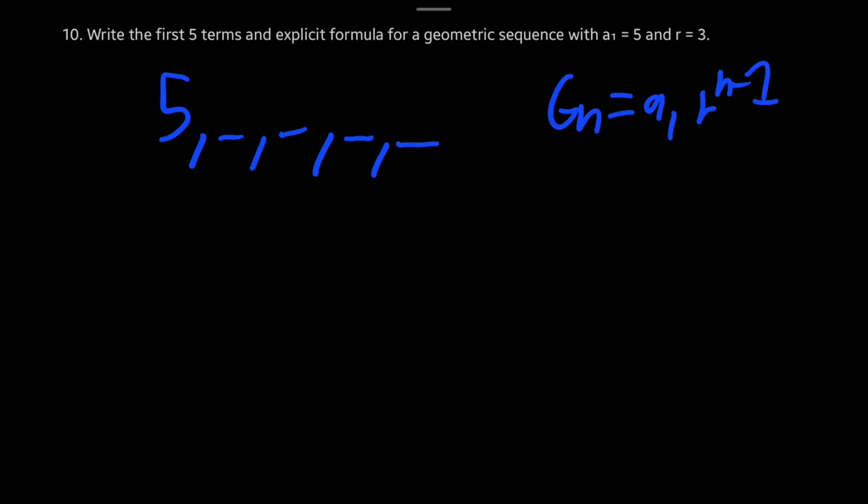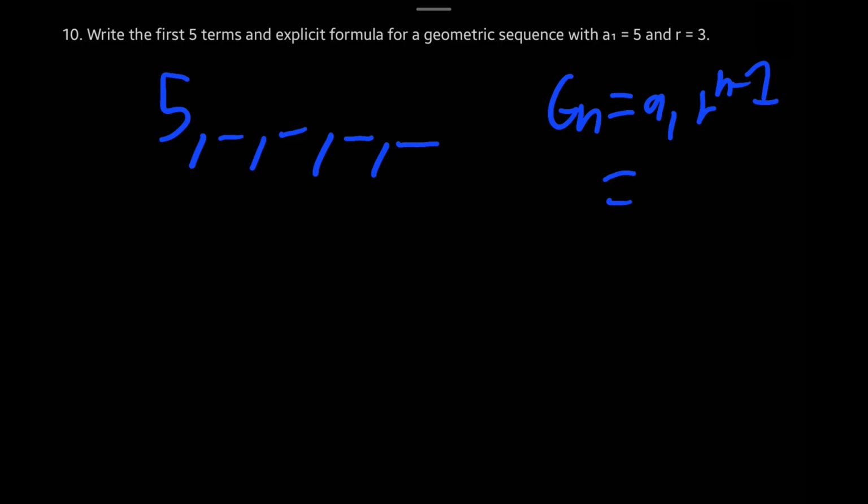Write the first 5 terms and an explicit formula for a geometric sequence, with a sub 1 being 5 and the common ratio being 3. So it is actually quite easy. It says that our first term here would be 5, and we will write the first 5 terms. We already have the first term, which is 5, so we need the 4 following ones, with a common ratio of 3. So you can use the formula that we used prior.